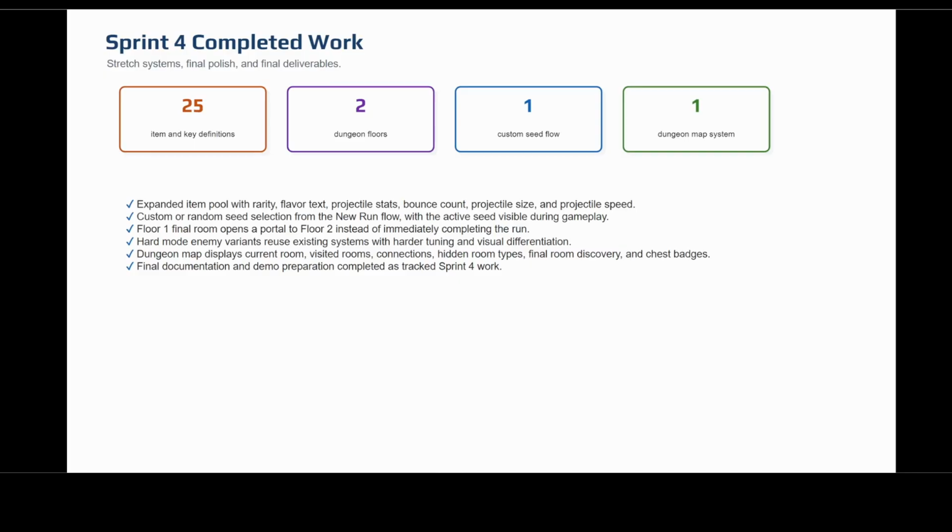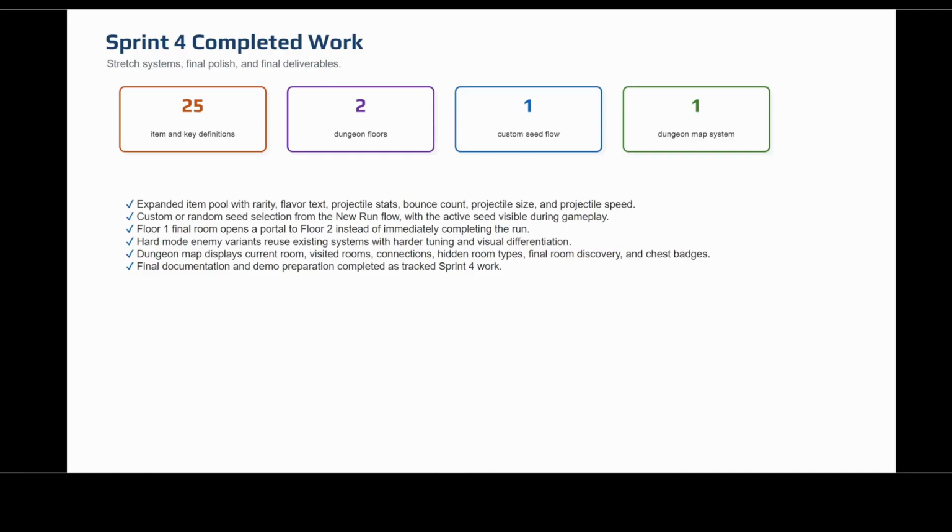The largest progression feature was the second hard mode floor. After clearing floor 1, a portal opens in the final room, and the player can enter floor 2 with the same build but harder enemies. The final stretch feature was the dungeon map. The map shows the generated room layout, valid connections, current room, visited rooms, hidden undiscovered rooms, chest indicators, and discovered final room information.